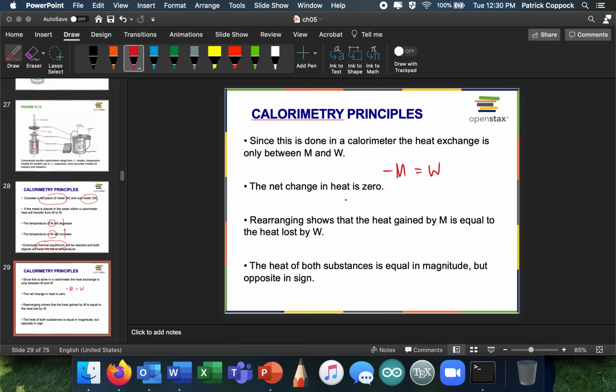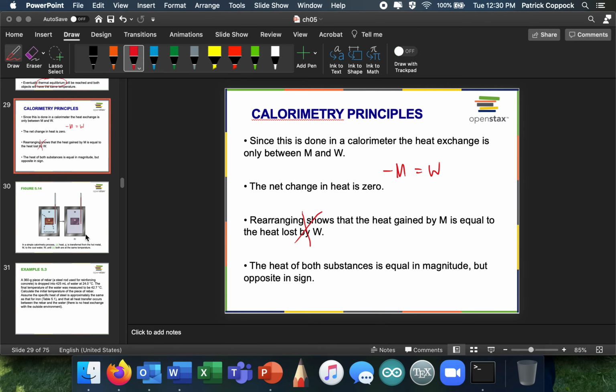We might say that. Now, rearranging, oops, I don't have that equation here. Skip that. Let's look at that here. The heat of both substances is equal in magnitude, but opposite in sign. Okay, we'll give more details on that in just a minute. And you know what? I can do that now. Let's do this. Let's say this is the Q, the heat for the metal and the heat of the water.